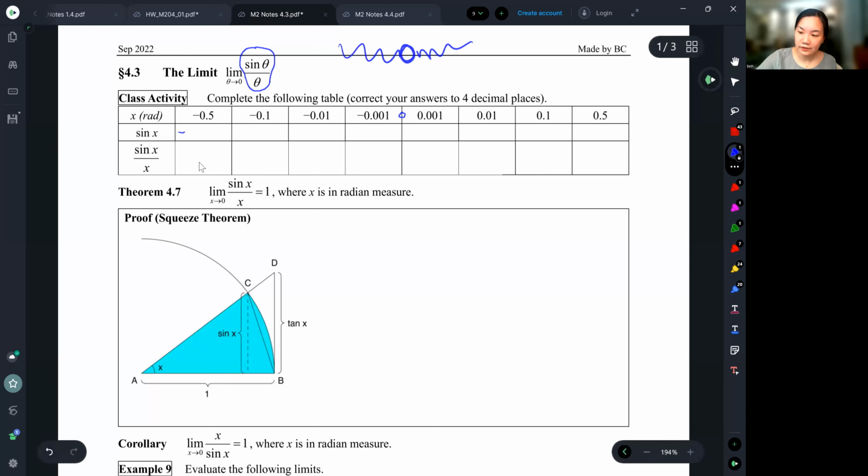And then you press sine negative 0.5. To 4 decimal places, it's negative 0.4794. Sine negative 0.1 is negative 0.0998. Sine negative 0.01 is negative 0.0099, which is about 0.01.